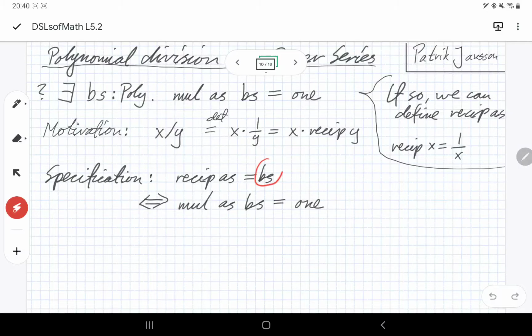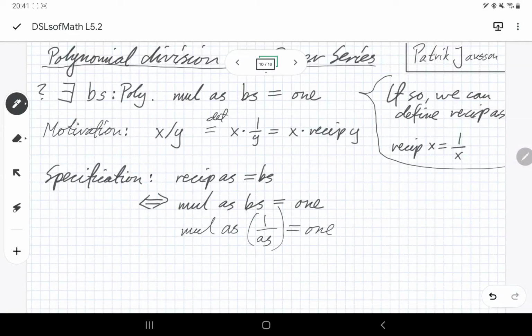So if you see, I can substitute recip as here. So this basically means mul as 1 over as, sorry, which then should be 1. Okay, so I'm specifying it as a solution to this equation, and I will use that when trying to go through towards finding a definition.